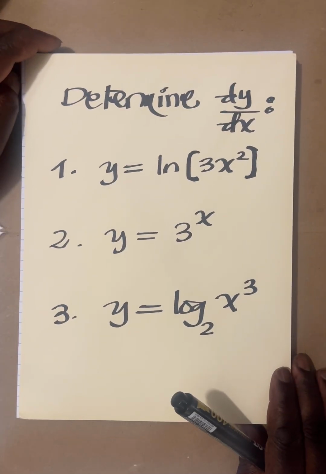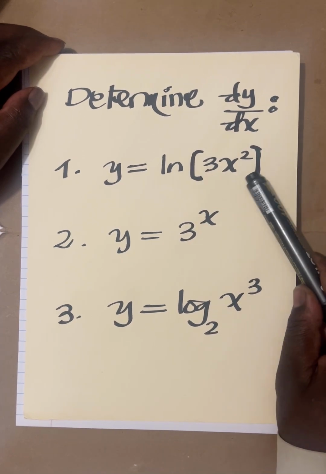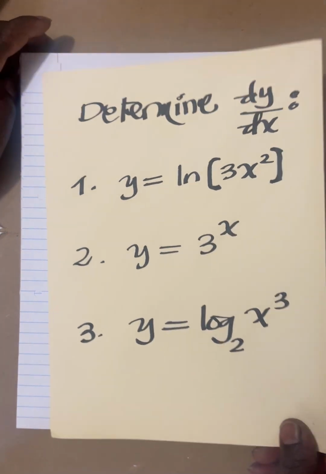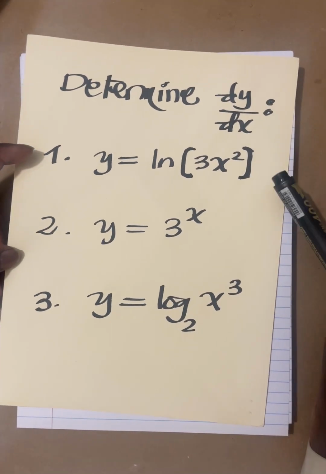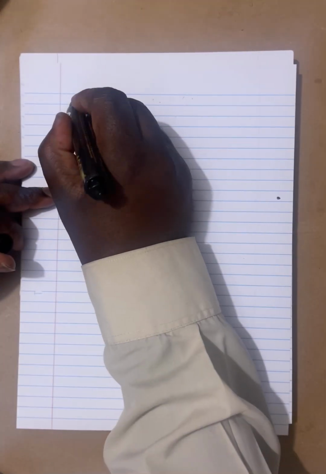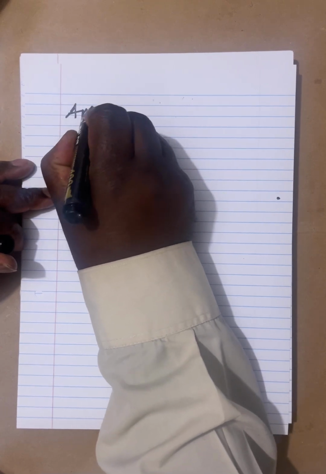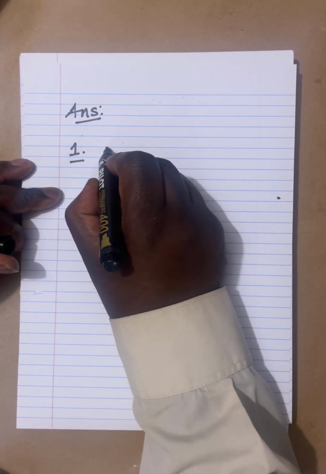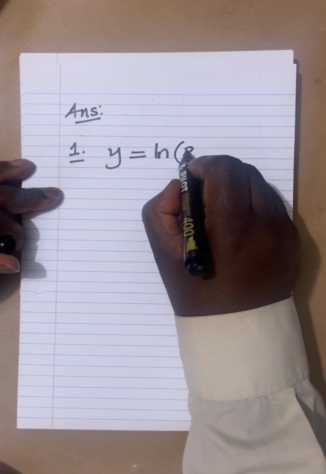We have y is equal to natural log of 3x squared. And of course, we don't have absolute value signs here because this expression here is always greater than or equal to 0. Now, in this case, x is assumed to be greater than 0 or less than 0, but not equal to 0. Right, so number one, we have y is equal to natural log of 3x squared.